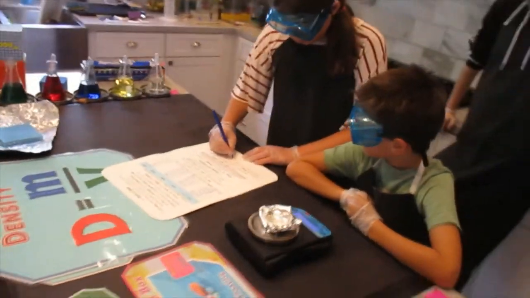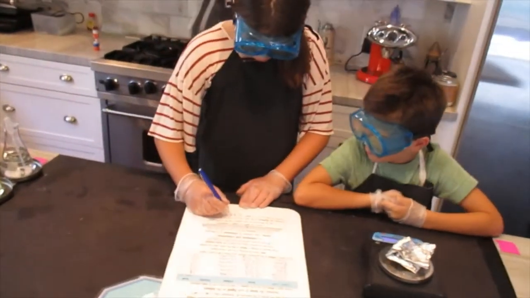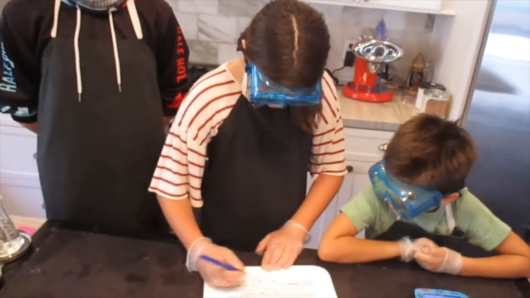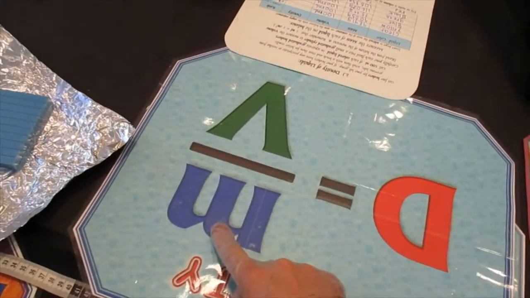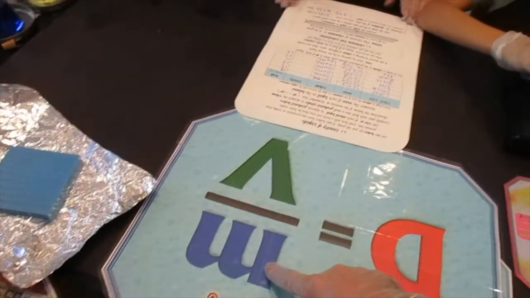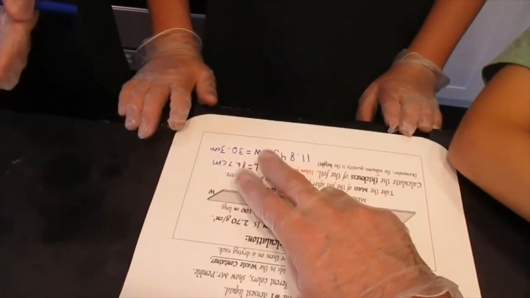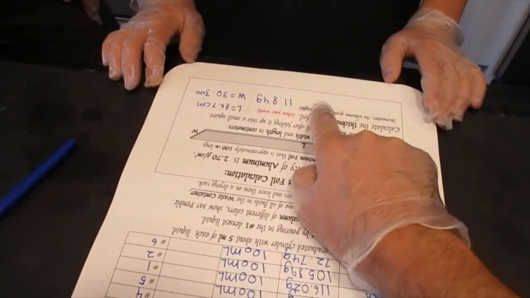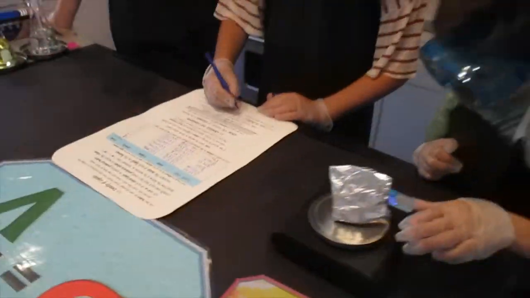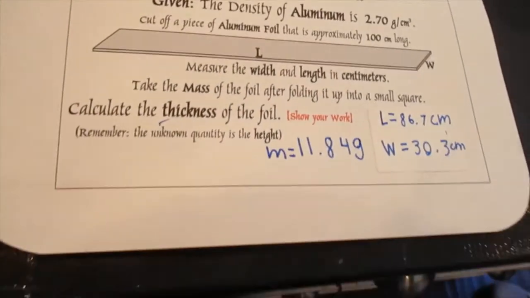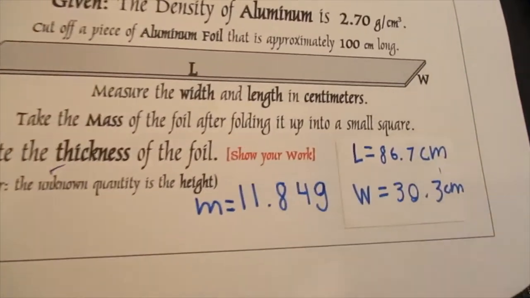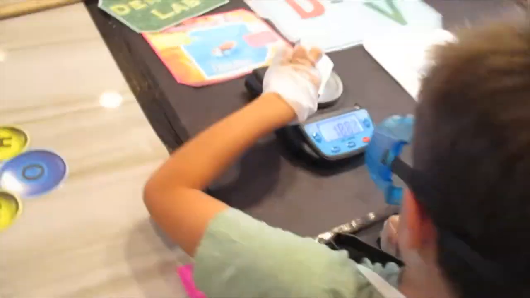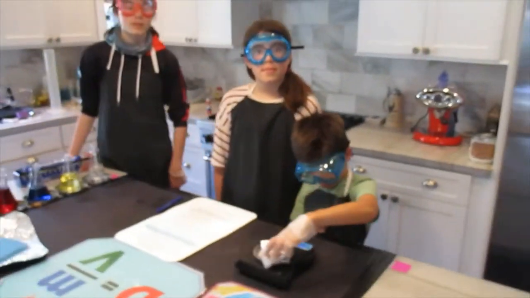So now, using that information, you can calculate the thickness of the aluminum foil by using D equals M over V, and we're going to put the M in that we just got there. That's the M. We've got two parts of our volume, but we're missing one part. That's the H. So this is really the trickiest part of the whole lab, to calculate the thickness of the aluminum foil. So there are the numbers. Okay? And guess what, you guys? That's it. Oh, okay. You did it.